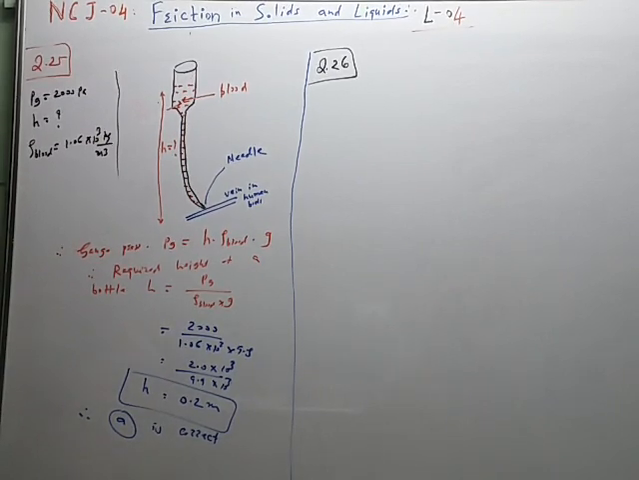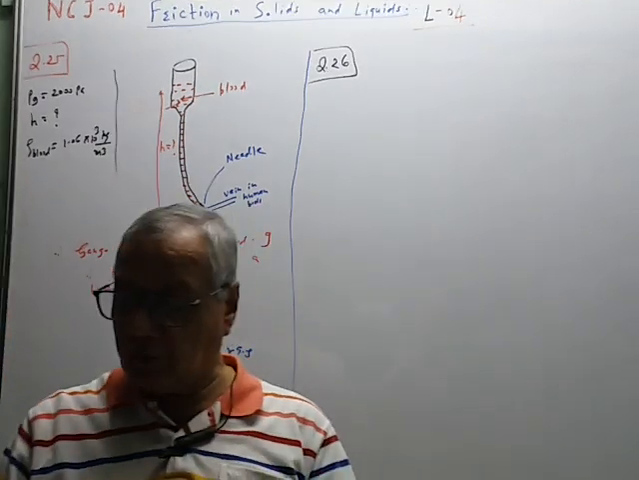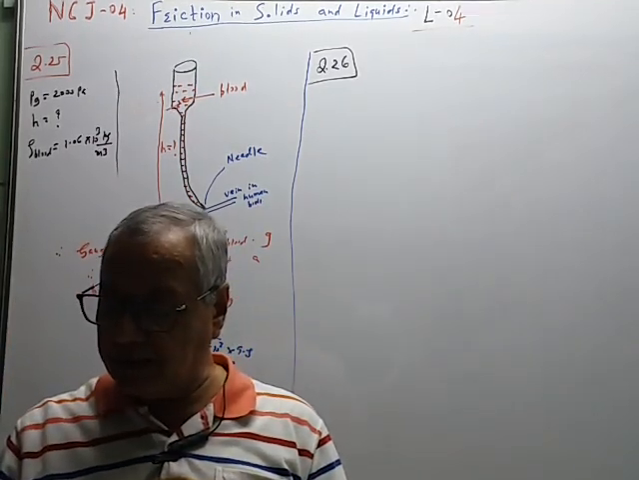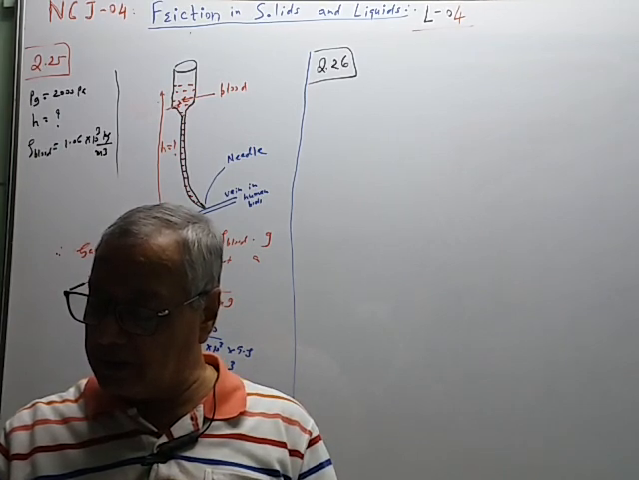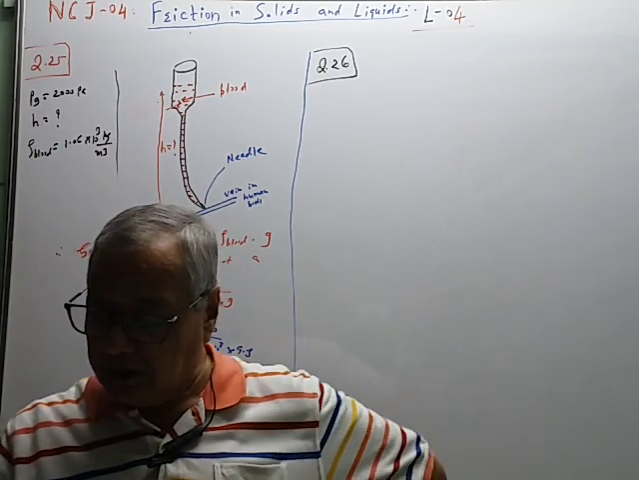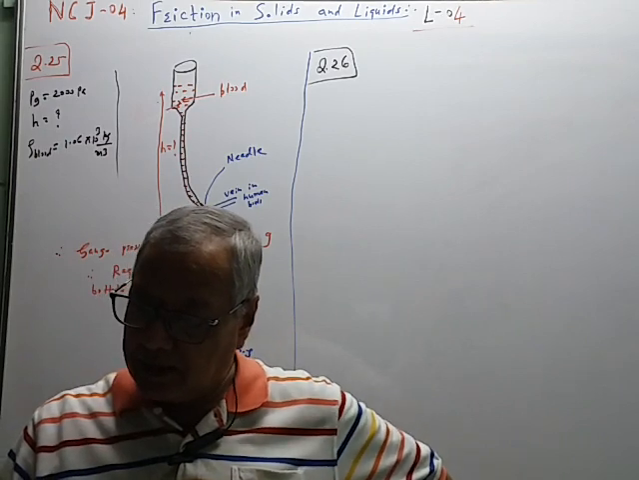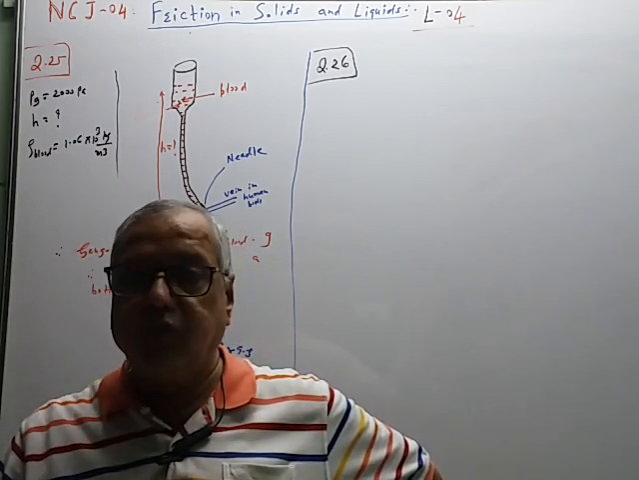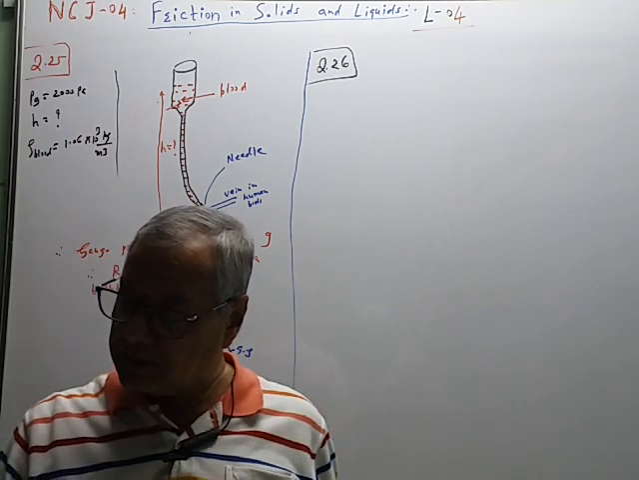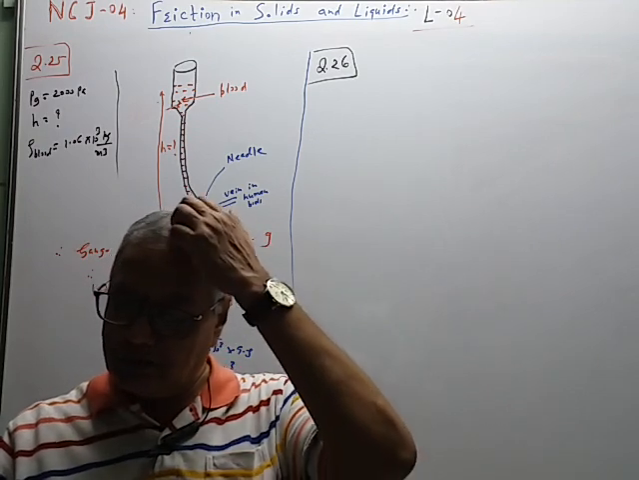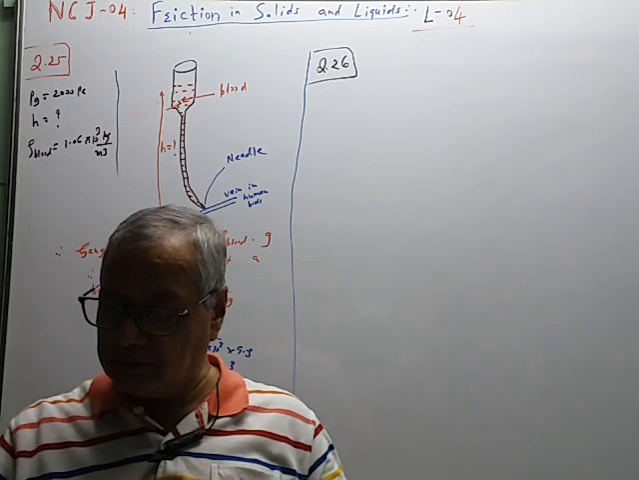Next, question number 26. A conical vessel having the base area 4 into 10 raised to minus 3 meter square and height 40 centimeter is filled with a liquid of density 0.9 gram per centimeter cube. What is the force acting on the base of the vessel due to the liquid column? Use g is equal to this much.